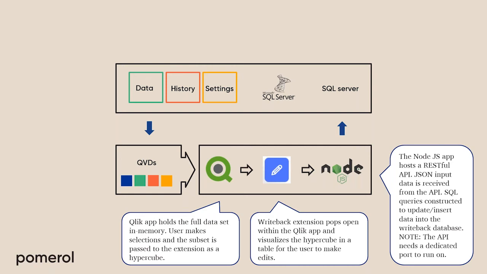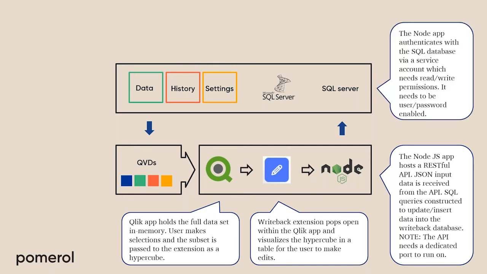Now, when we've finished making our data edits and hit save, the Node.js app hosting that API receives input JSON data. The app constructs those SQL queries to insert that data into the writeback database. So note here that the API needs a dedicated port to run on that Qlik Sense server. The Node app authenticates with the SQL database via a service account. We can actually enable Windows authentication there as well. But we can either use a username and password authentication, or we can use Windows authentication.